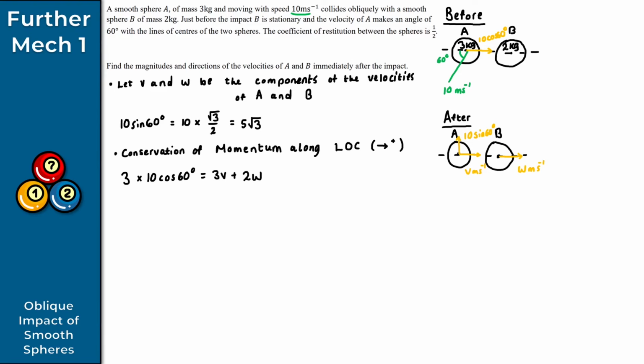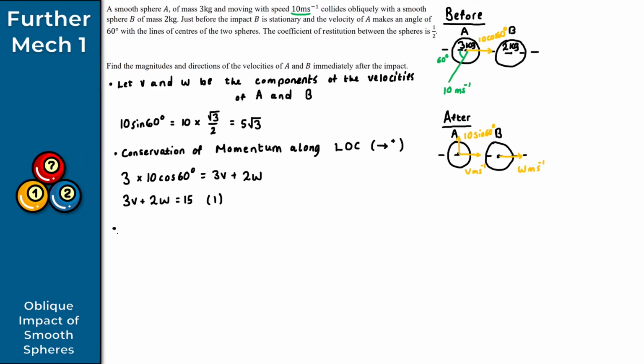Perfect. And what we've got here is a linear equation. So let's just simplify this here. So cos 60 is a half. So 10 times a half is 5. 3 times 5 is 15. So we get 3V plus 2W is equal to 15. And this here, we'll take this as equation 1, right? Because the hope here is that we can form a second linear equation. And once we've got 2 linear equations here, we can just solve those simultaneously, right? Just basic GCSE maths.